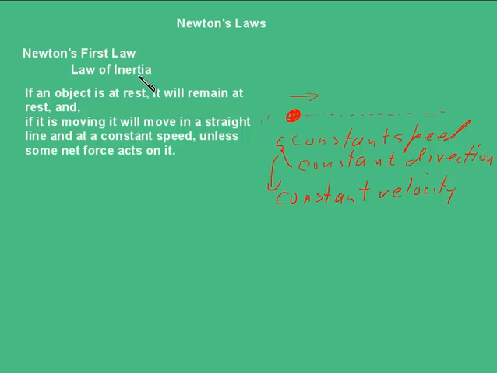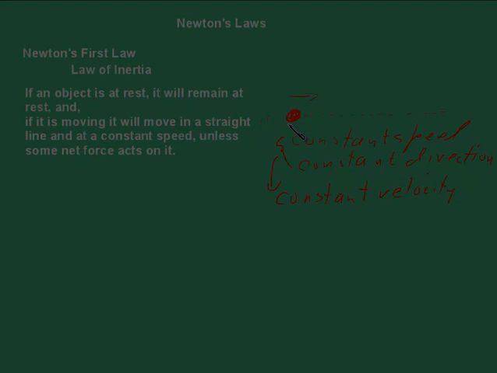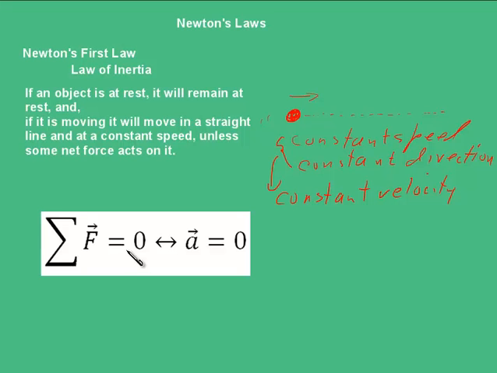So when we say inertia, we are referring to that property that all objects have, whereby their state of motion will not change unless some net force acts on them. Newton's first law can be summed up in this mathematical expression. Here we are saying that if the net force is 0, then the acceleration has to be 0.